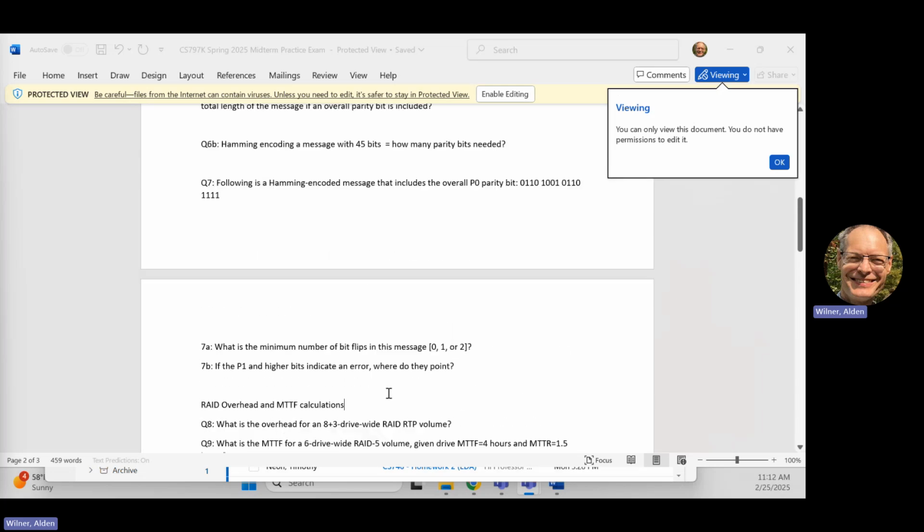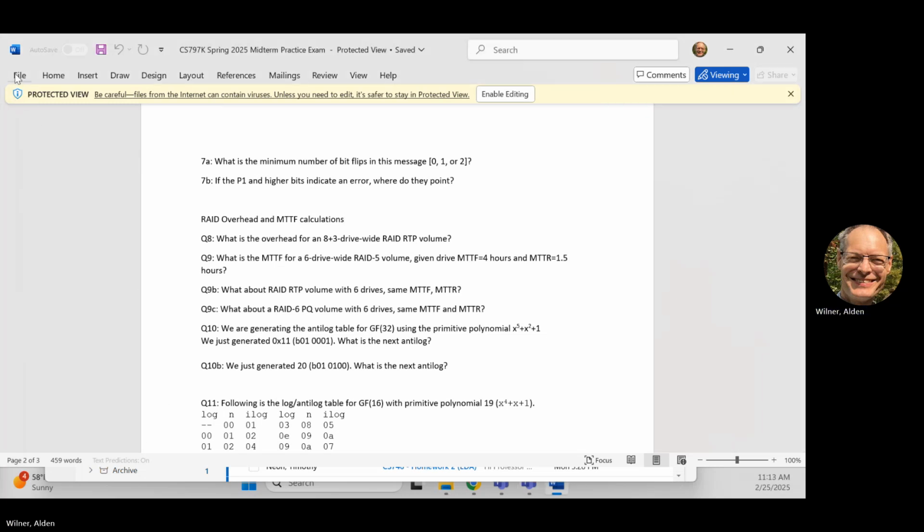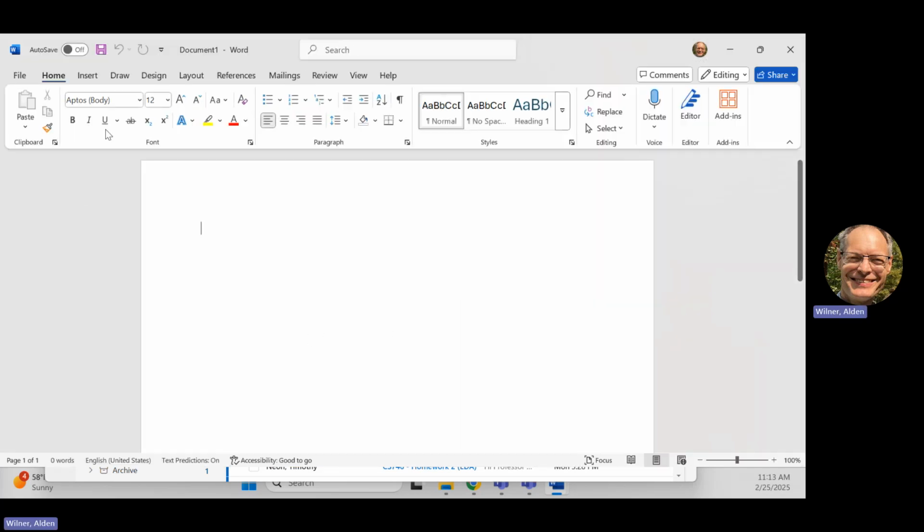So I'm going to go ahead and, as per the student's request, go over how we do questions 8, 9, 10, and 12 again. So 8, what is the overhead for an 8+3 wide drive RAID RTP volume? So overhead, let's go ahead, file new. And we'll just type it in here, and we'll give us a bigger font so that people can read this online. Overhead.